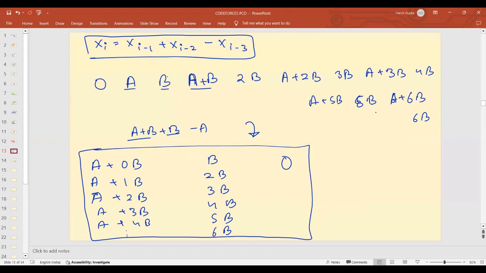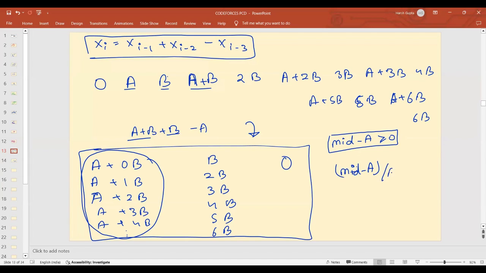Just observe. If my mid minus A is greater than or equal to 0, can I say that the numbers of these types will be (mid minus A) divided by B, plus 1? Just observe. If mid minus A is greater than or equal to 0, the numbers of this type will be nothing but (mid minus A) by B plus 1.